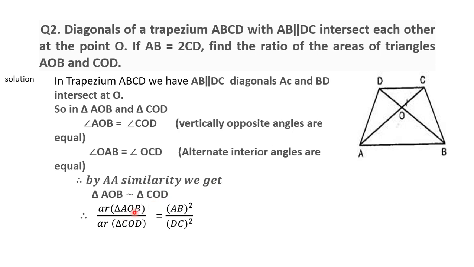We know that if the two triangles are similar, then the ratio of the areas of these two similar triangles is equal to the square of their corresponding sides. So area of triangle AOB upon area of triangle COD is equal to AB square upon DC square. As it is given in the problem, AB is equal to twice of CD. So in place of AB, we can write twice of CD or twice of DC.